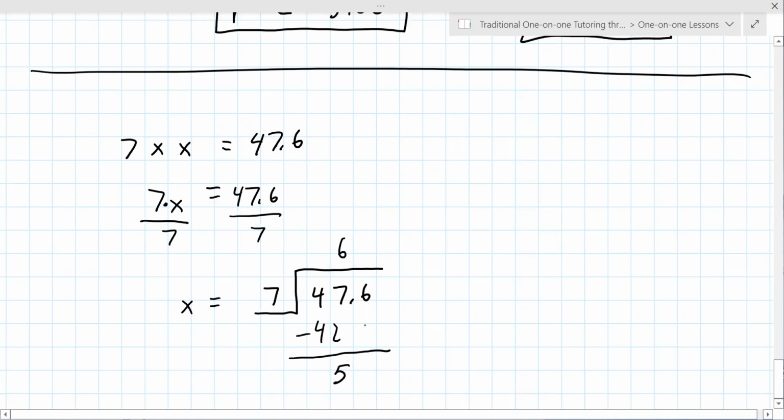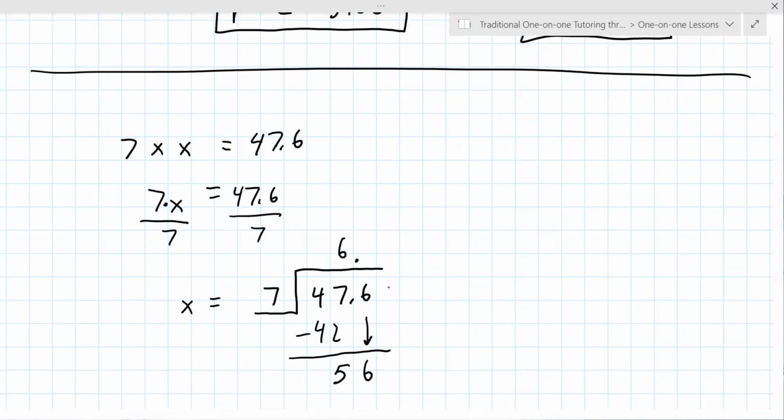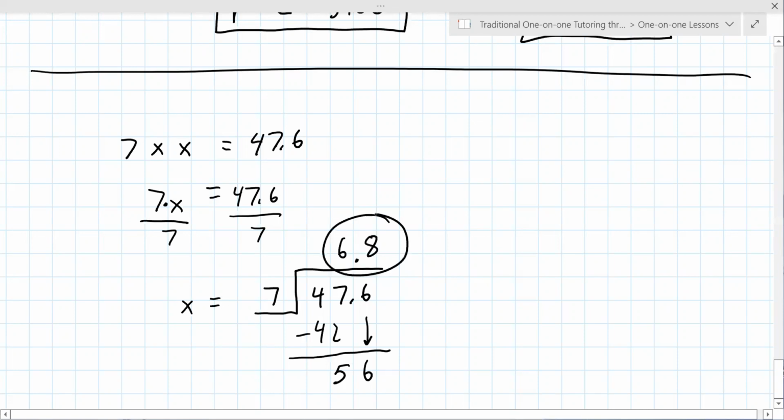And you subtract. And then that can go in 8 times. Yes, and it goes in perfectly 8 times. So then it would just be 6.8. Yes, 6.8 is your answer.